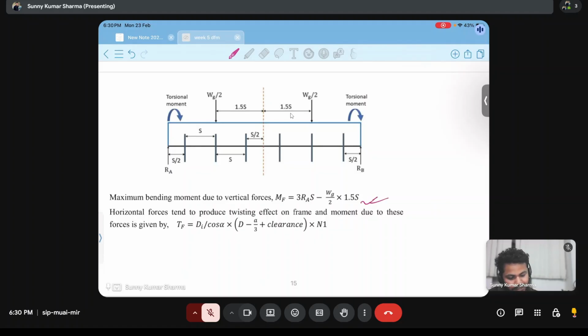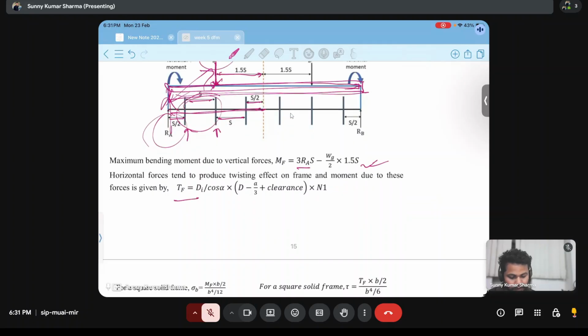We can see that this is the frame, and the maximum bending moment. Again we can see that Ra is acting at a distance of s by 2 plus s plus s by 2, and Wg is acting at a distance of 1.5 s. Here this is the frame, so we are not considering any vertical force acting, because vertical force was acting in the case of the shaft. So in the case of the frame, only Wg and Ra are acting. So these two forces will be considered for bending.